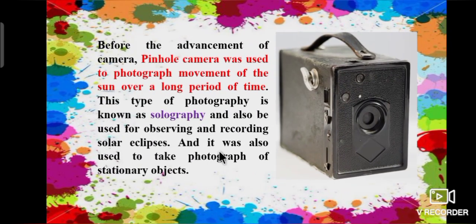Do you know, students? Before the advancement of camera, the pinhole camera was used to photograph the movement of the sun over a long period of time. This type of photography is known as solography and can also be used for observing and recording solar eclipses. And it was also used to take photographs of stationary objects.